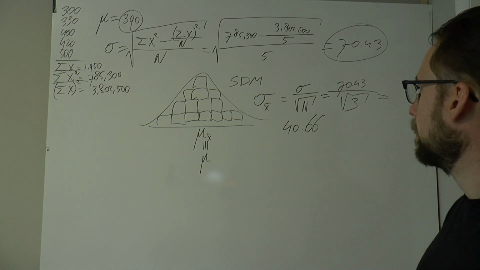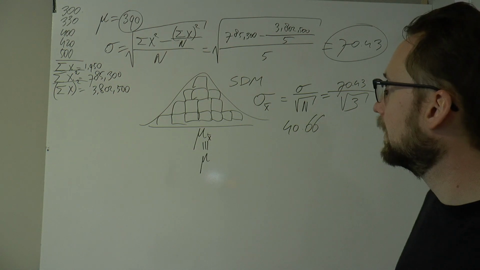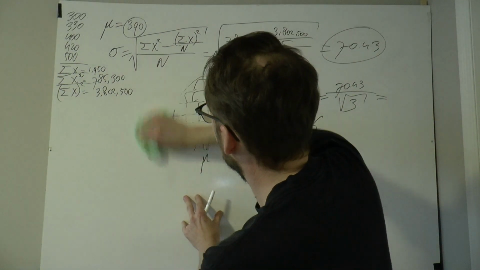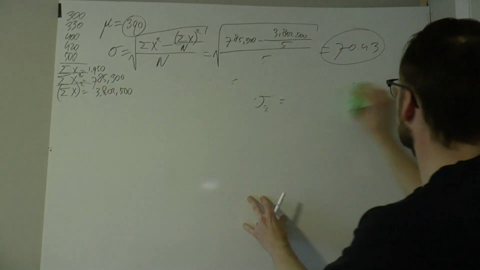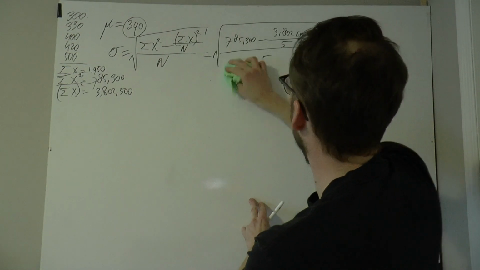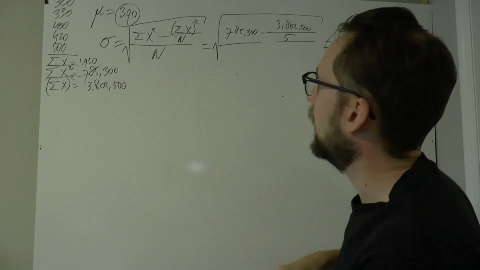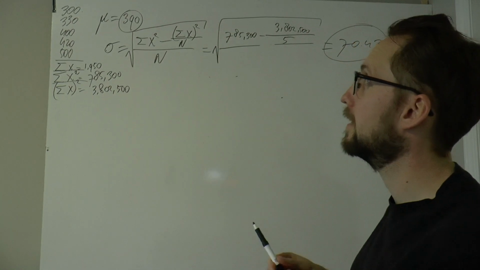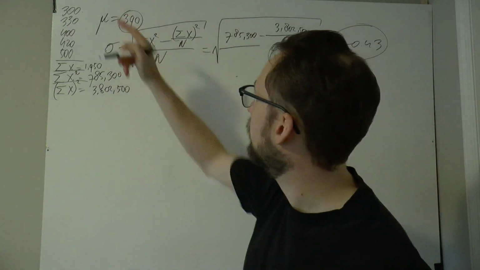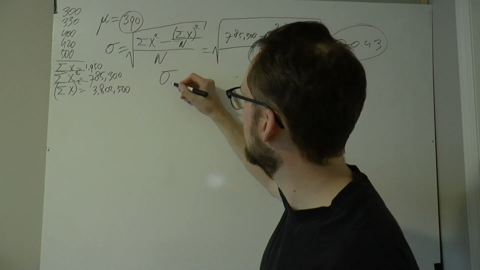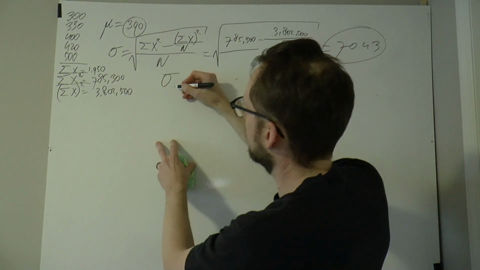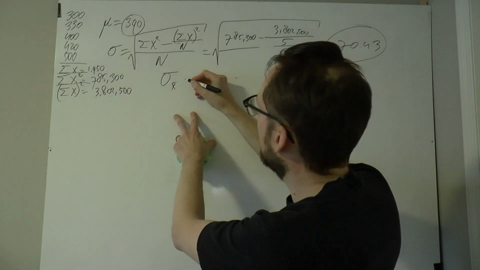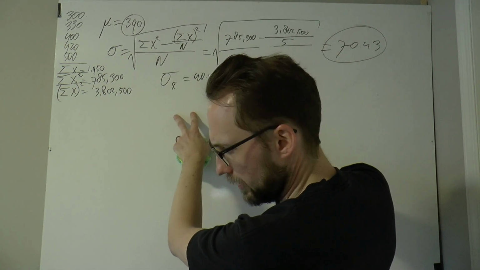Standard error of the mean. Boom. I'm going to clear some stuff, and I'm going to write that down again. So now we have a couple of things. We have sigma, 70. We have mu. And we had sigma sub x bar, the standard error of the mean. Sorry, this is illegible. I'm at a weird angle. And this was 40.66.